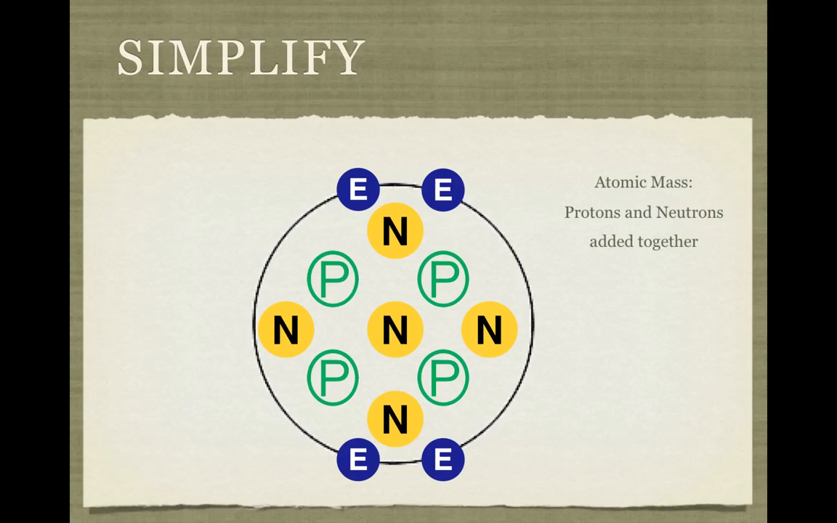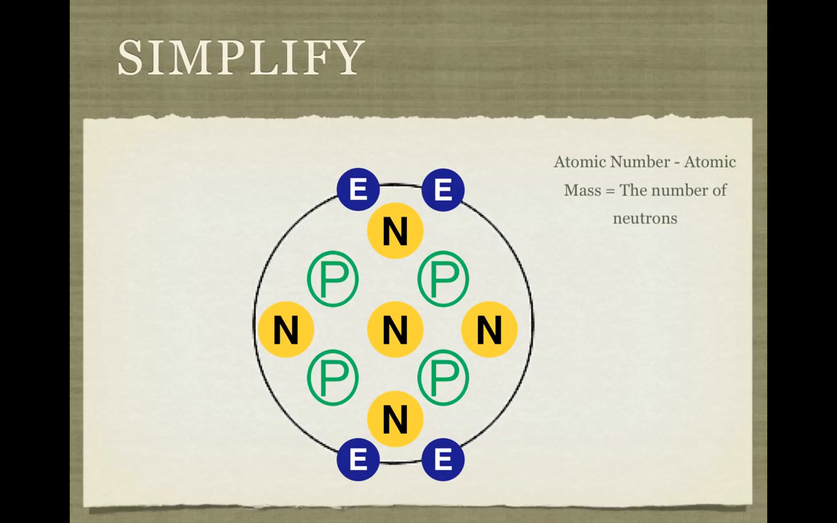Now the atomic mass, which is located beneath the chemical symbol, is the protons and the neutrons added together. They're not the same number, but they are actually added, unlike electrons and protons. So to find the number of neutrons, you would take the atomic number minus the atomic mass to get the number of neutrons. So here we have 5 neutrons and 4 protons and 4 electrons. Can you guess what element this is? It's beryllium.